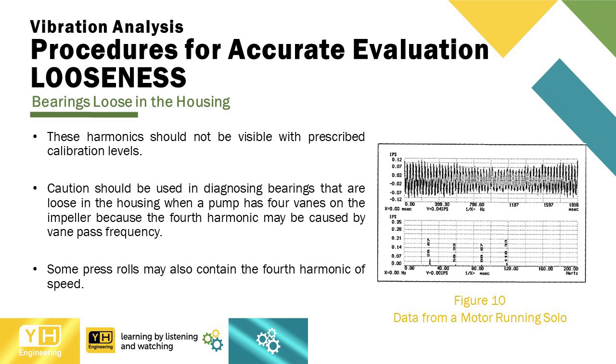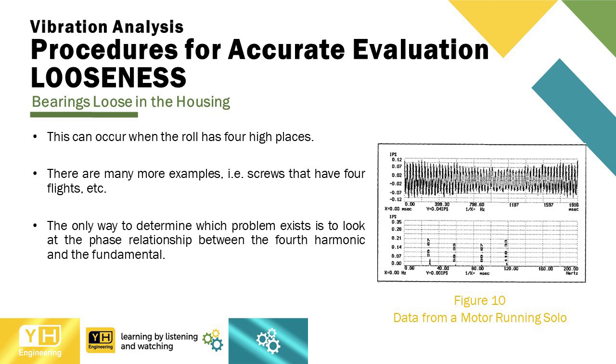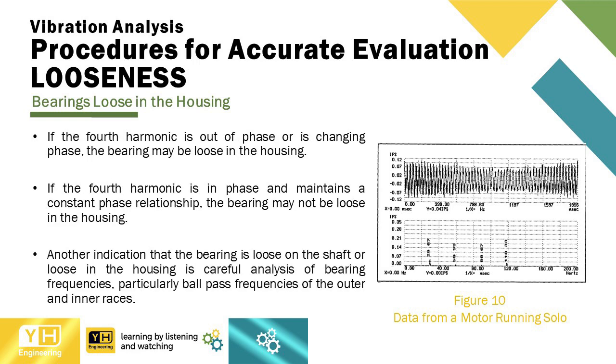Caution should be used in diagnosing bearings that are loose in the housing when a pump has 4 vanes on the impeller because the fourth harmonic may be caused by vane pass frequency. Some press rolls may also contain the fourth harmonic of speed. This can occur when the roll has 4 high places. There are many more examples, that is screws that have 4 flights, etc. The only way to determine which problem exists is to look at the phase relationship between the fourth harmonic and the fundamental. If the fourth harmonic is out of phase or is changing phase, the bearing may be loose in the housing. If the fourth harmonic is in phase and maintains a constant phase relationship, the bearing may not be loose in the housing.